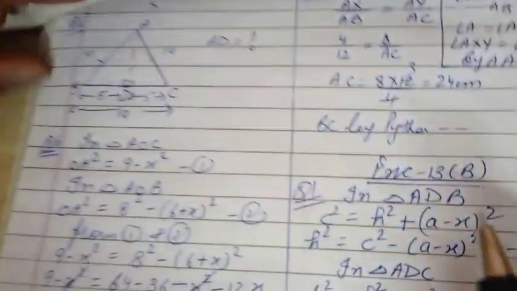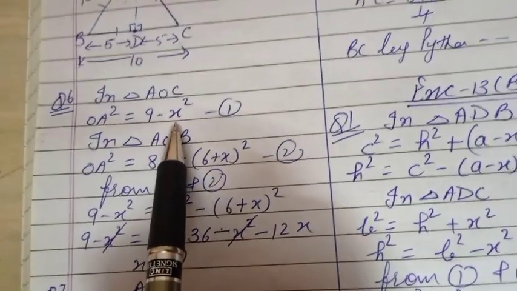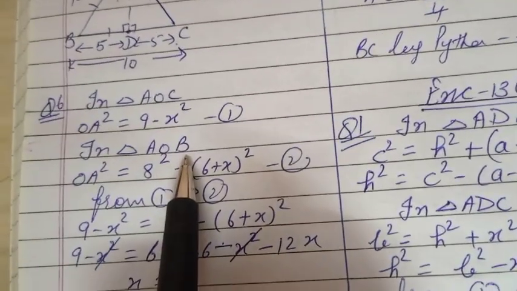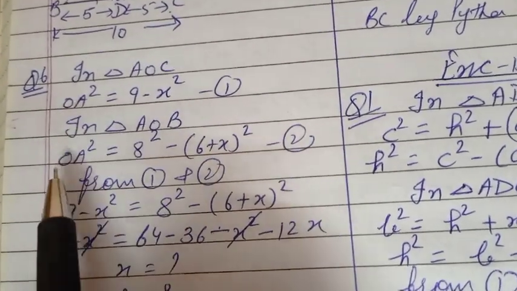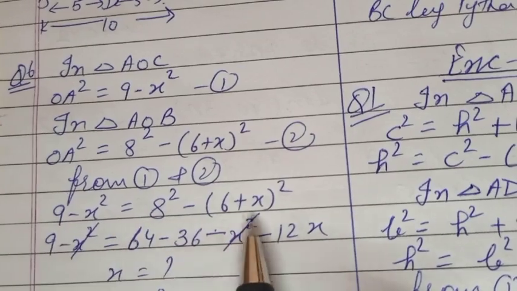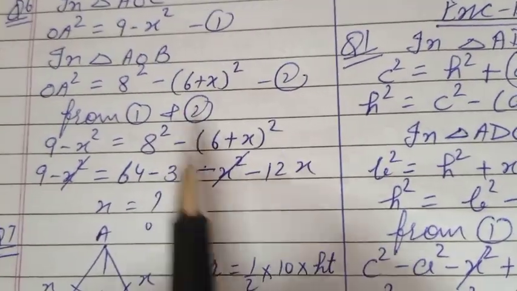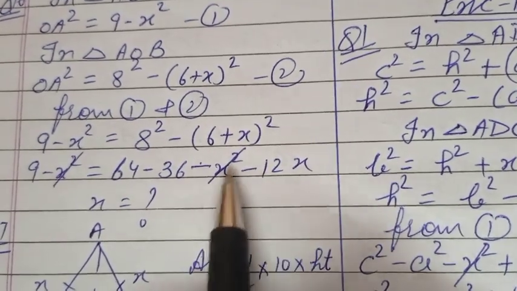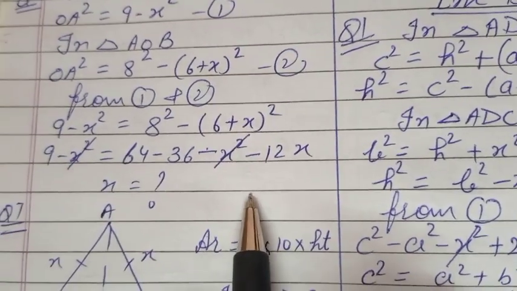That I've already got. You can see here, in the small triangle, the value of OA will be this, and from the big triangle, the value of OA will be this in terms of x. As their left sides are equal, their right sides will also be equal. Now 9 minus x square equals to, you can expand this term. Clear? X square will get cancelled. Easily you can find the value of x from here.